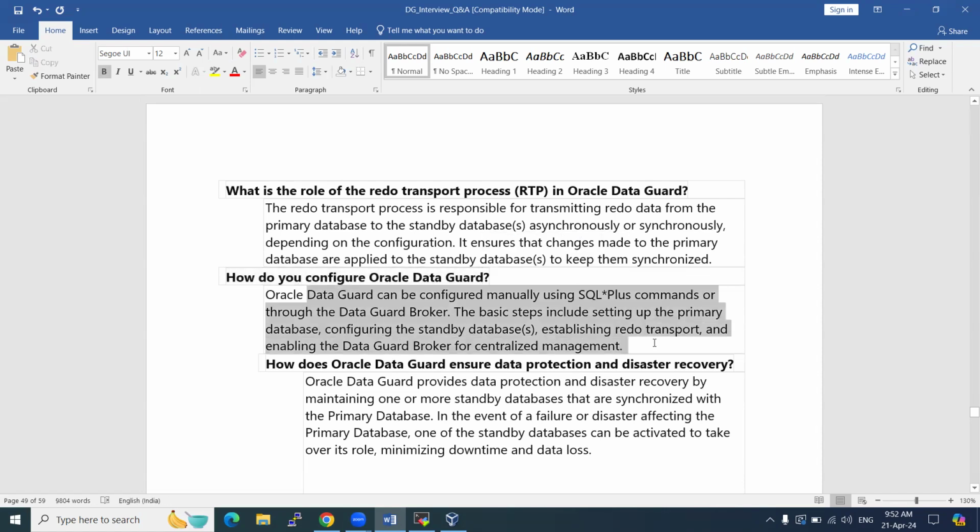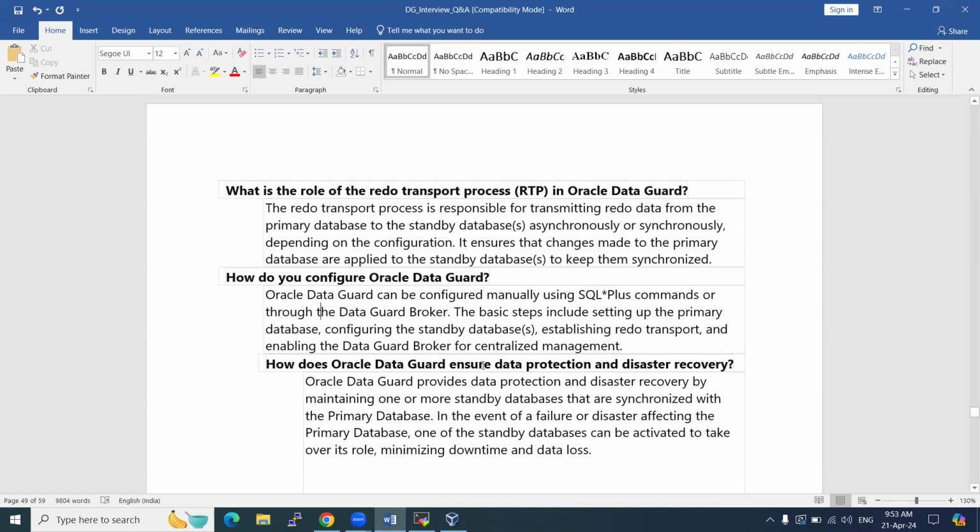If you want to configure Oracle Data Guard, you can use either the manual method using SQL*Plus commands, or through the Data Guard broker, we can also configure our Data Guard. The basic steps include your primary database side configuration and standby side configuration setup, establishing the redo transport, and enabling the Data Guard broker for centralized management. I have made one video on how to configure Data Guard. You can go through that on our YouTube channel too.